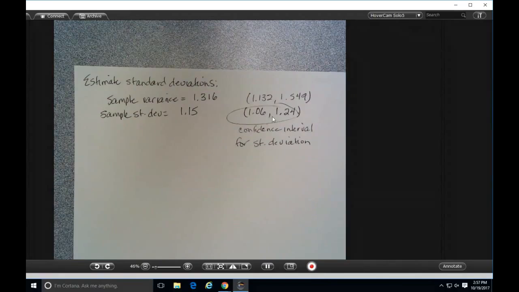What this is telling us is that we would be 95% confident that the standard deviation for the waiting times would be between 1.06 minutes and 1.24 minutes.